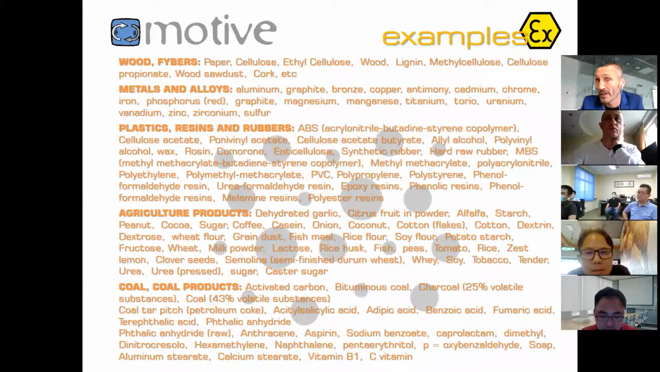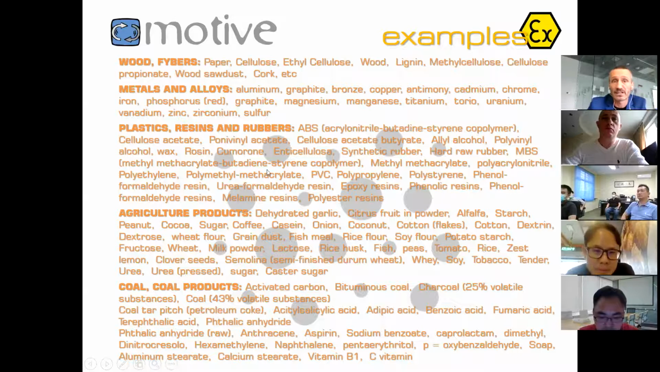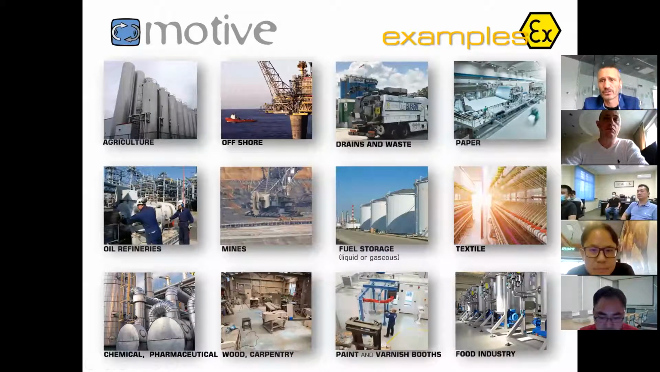Plastics, resins, and rubbers we can imagine. And there are also, of course, different ways to classify the risk. We will see that too when we talk about nameplates, classifications, and why you find certain letters written in the nameplate, and why you should choose A, B, or C. Agricultural products, there are a lot of things. Coal products, a lot of things. Even the food industry, for instance. These are industries which are also just examples: agriculture, offshore, drains and waste, paper, oil refineries, mines, food storage, textile.